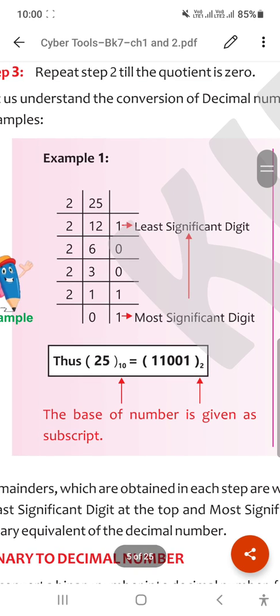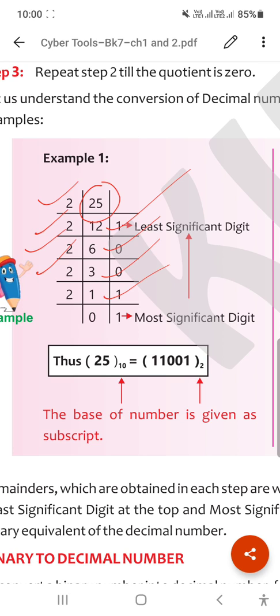Yes, I have zoomed here. 25 is divided by 2, it becomes 12. Again 12 is divided by 2, it becomes 6. Again divided by 2, it becomes 3, divided by 2 again, it's 1, and don't leave this one blank, right? Again divided by 2, it becomes 0, and the remainder would be 1.